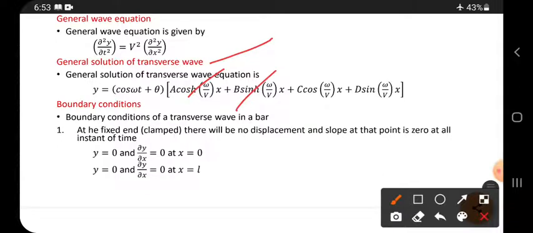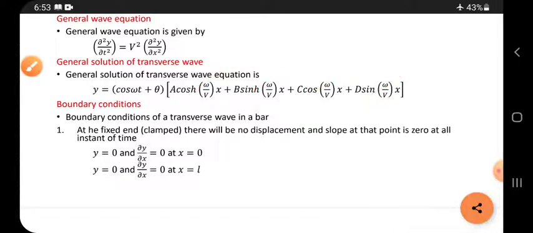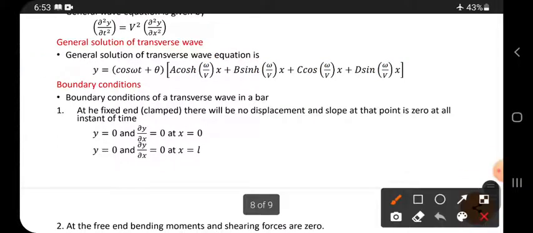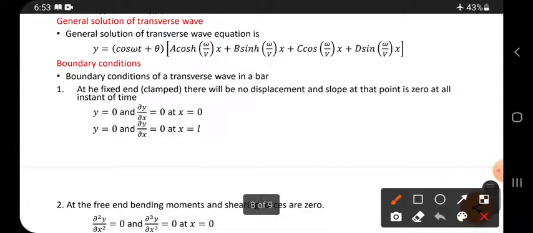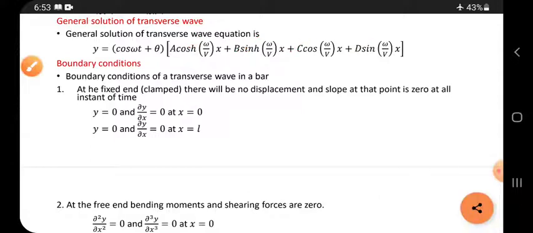Hyperbolic functions are there and normal functions are also there. Y is equal to cos(omega t plus theta), big bracket, A cosh(omega by v x) plus B sinh(omega by v x) plus C cos(omega by v x) plus D sin(omega by v x). These two are hyperbolic functions and these two are normal functions. Four different terms are there, so we will get four constants.